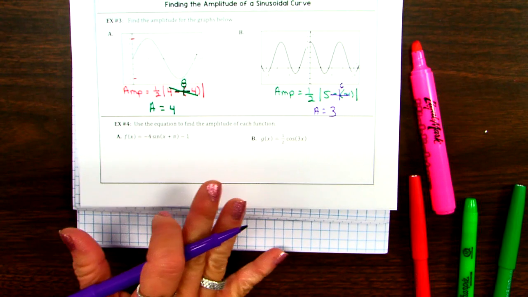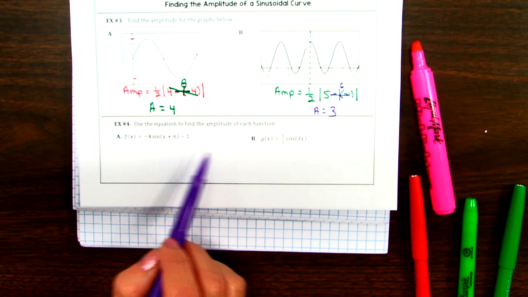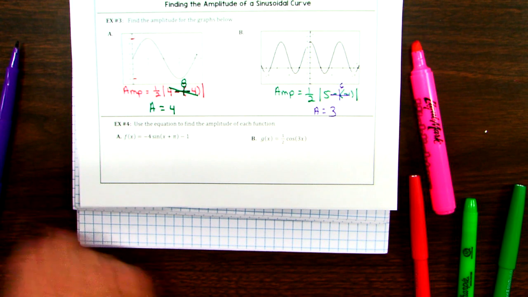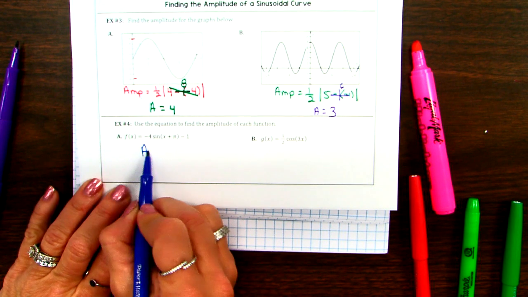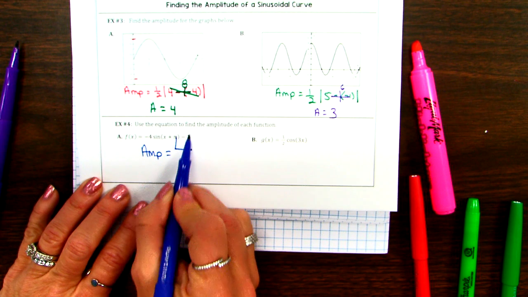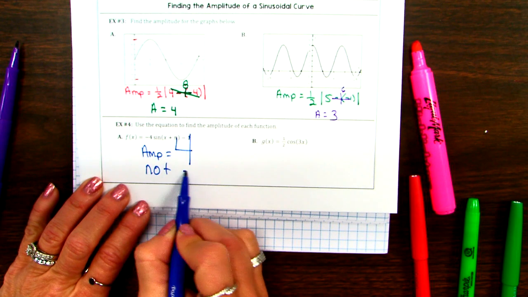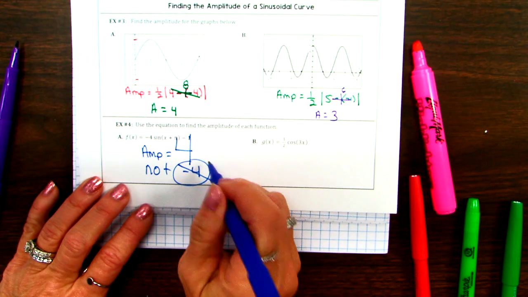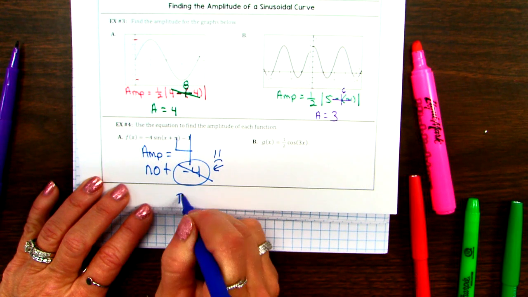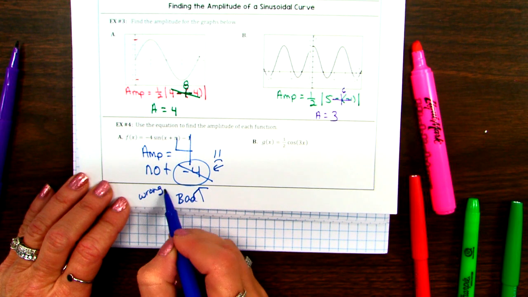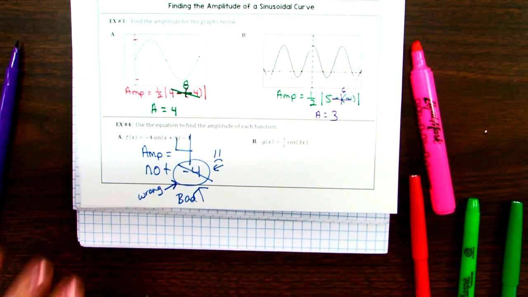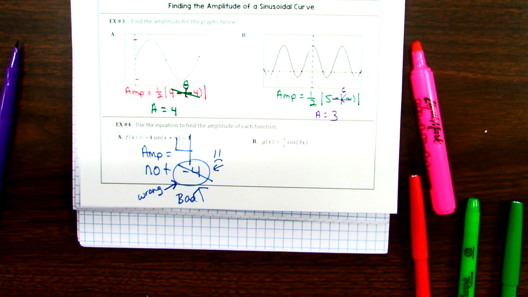And then, last one of these, find the amplitude looking at the function. What's the amplitude for A? Yes. 4, not negative 4. I can't tell you how many times I'm hearing people say negatives. Amplitude is 4. The negative is separate.